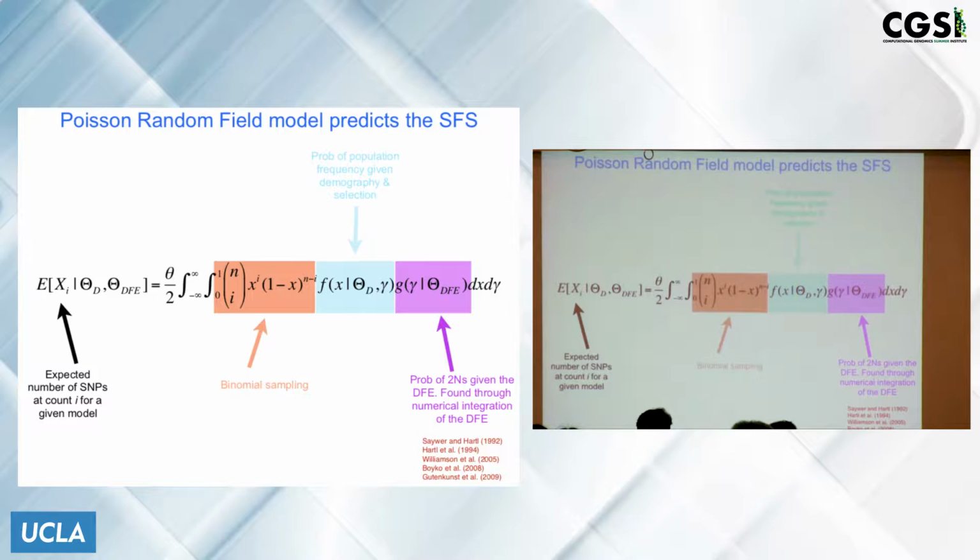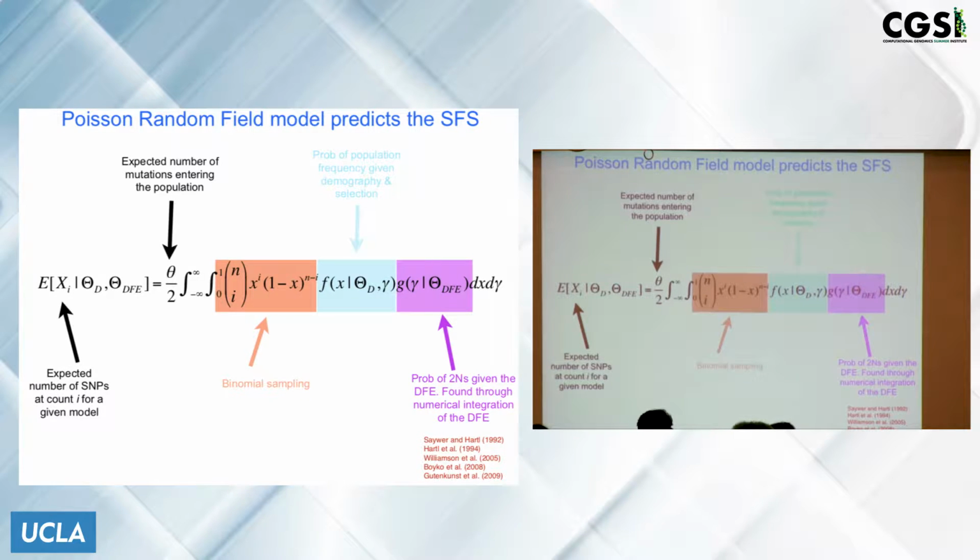So where do these parts come from? This essentially comes from numerically integrating whatever distribution we assume for fitness effects. This part here comes from a diffusion approximation to this Wright-Fisher model. We don't have time to get into the details here, but there are existing software packages that implement that part, and we leverage that here. And lastly, theta over 2 is the expected number of mutations entering the population.